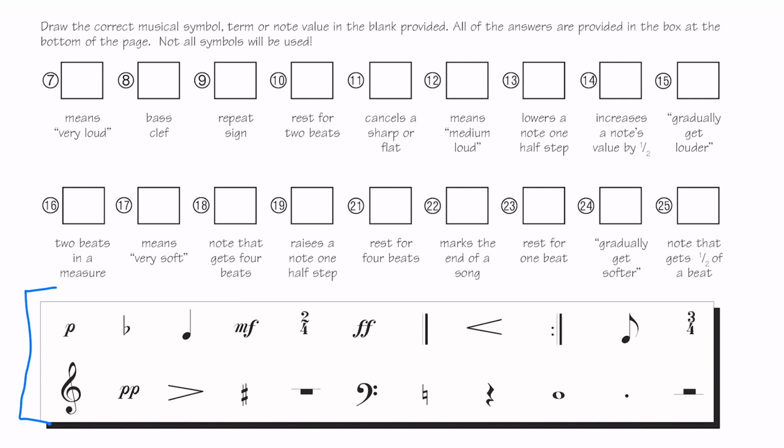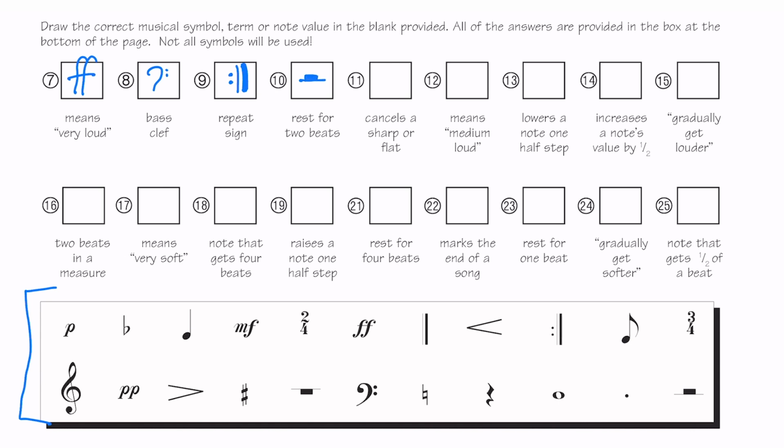So number 7 means very loud. We just covered that. Double forte, very loud. Not just forte, but double forte. A bass clef looks like an ear with 2 dots. Don't forget the 2 dots. A repeat sign. Speaking of 2 dots, I have a thick line and a thin line and the 2 dots. That's a repeat sign. I'm going to rest for 2 beats. Now remember, a half rest is 2 beats long.